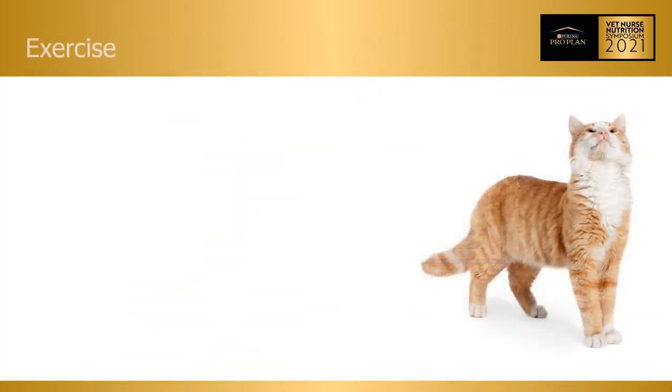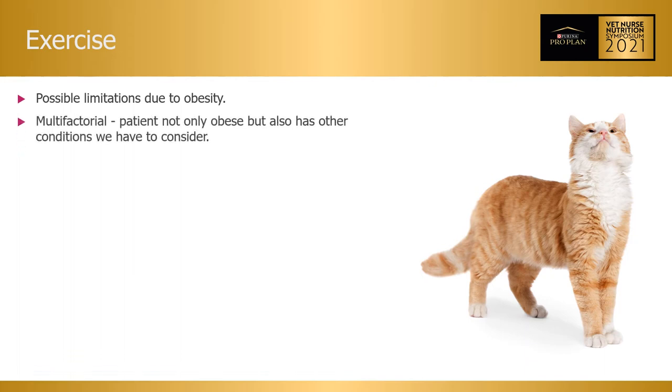So looking at exercise now in these patients. So there's limitations due to their obesity. We know their excess weight is going to adversely affect their joints, their respiratory and cardiovascular system. But there are also lots of other issues that we might need to consider as well, namely the condition that we're treating and rehabbing these patients for. So actually it becomes multifactorial, and all these factors will then affect the duration, the frequency and the type of exercise these patients can have.